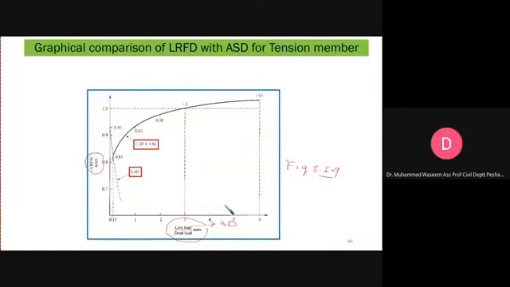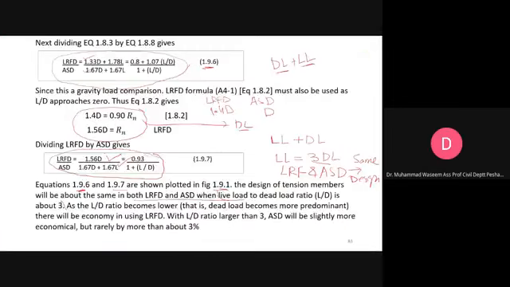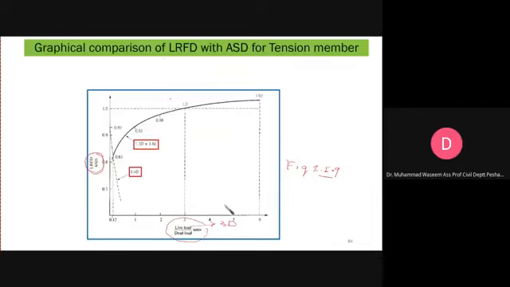You will see LRFD divided by ASD. What is this representing? This is representing this equation, reduced to this form. On the x-axis is the ratio between the live load and the dead load. When the live load is 3 times the dead load, the ratio comes out to be 3. So when we have this particular case, it says that the ratio of LRFD and ASD for dead and live load will be the same. The design carried out by LRFD and ASD will be similar.